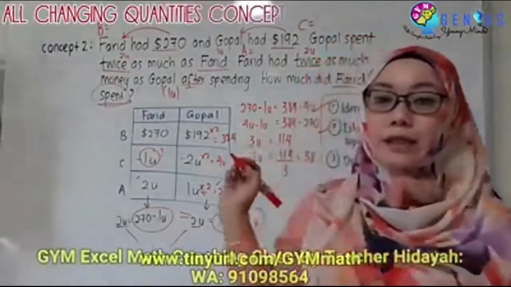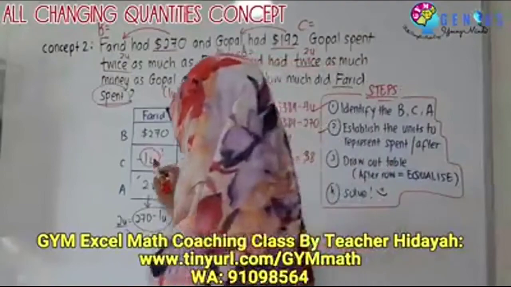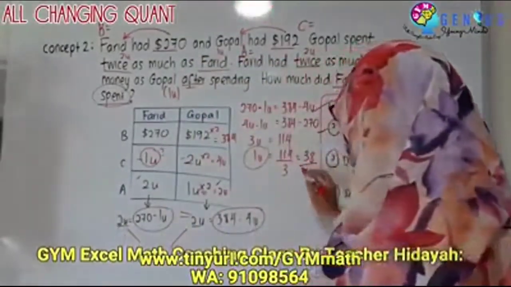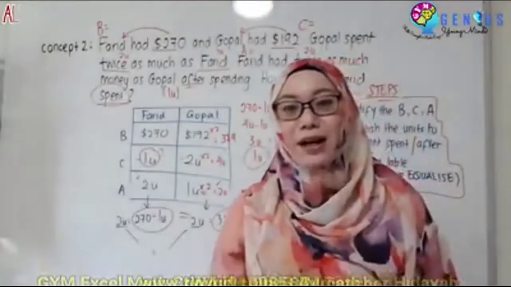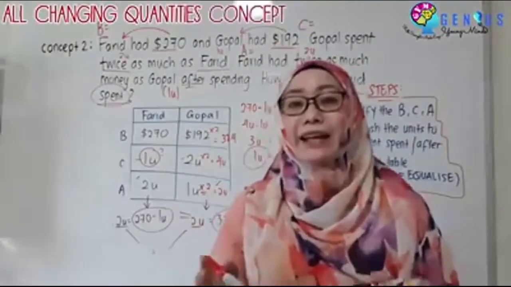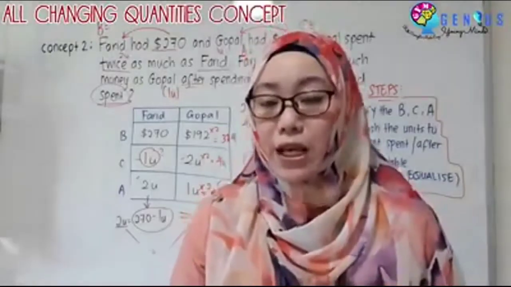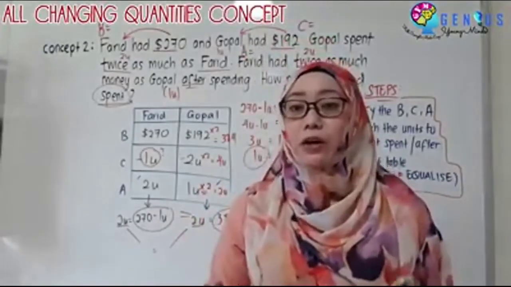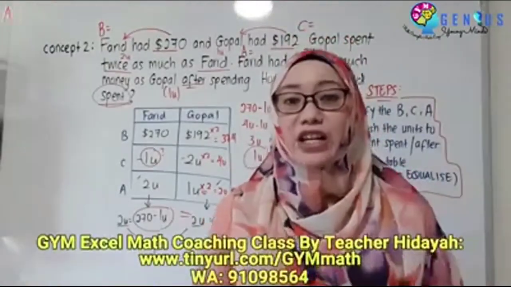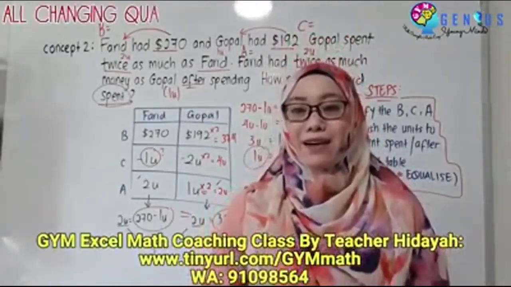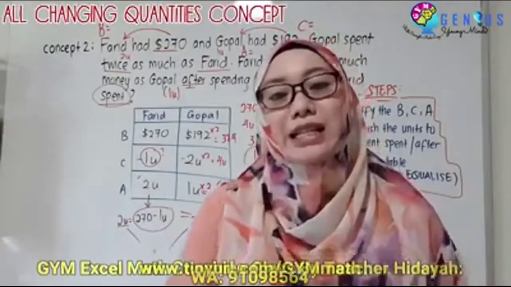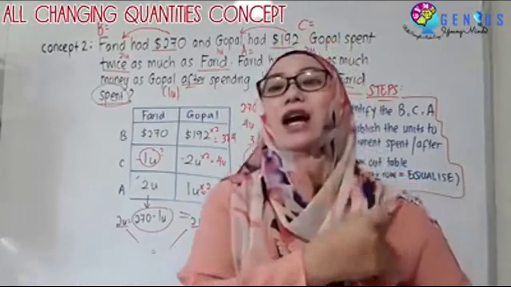Do we stop here? We check. What do we want to find? We want to find out 1 unit. Did we get our 1 unit? Yes, we did. So this is our answer. So remember, for all changing quantity concept, identify the BCA first. It'll be much clearer if your child already knows what the B or the before, the change and after keywords are. Alright? Try this at home and then guide your child through and see whether your child understands this concept.